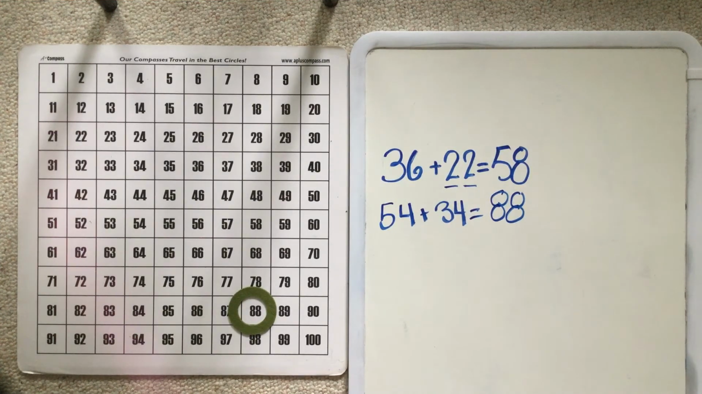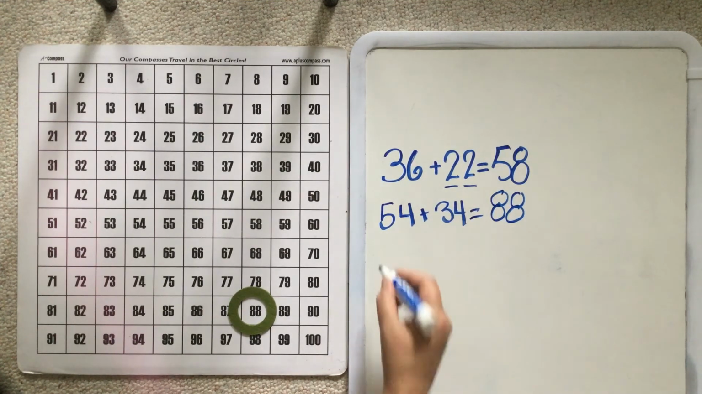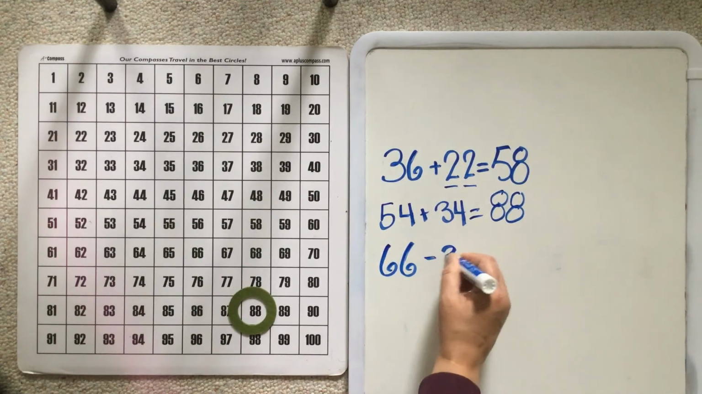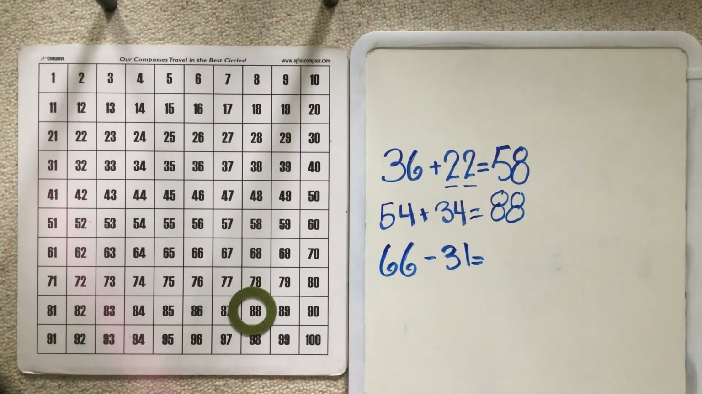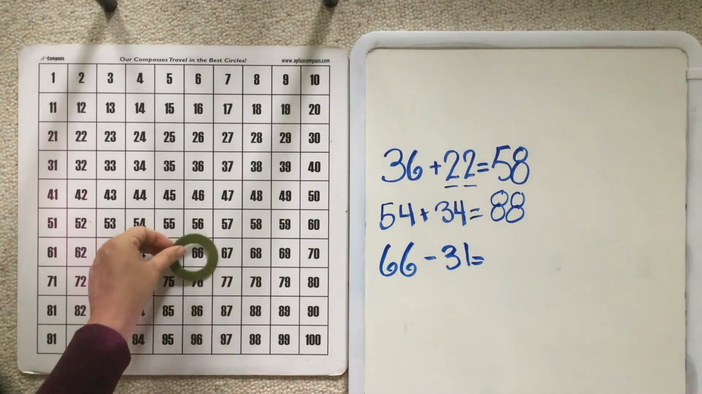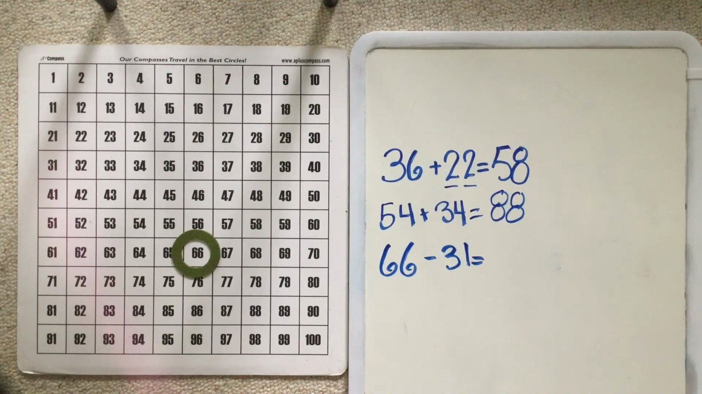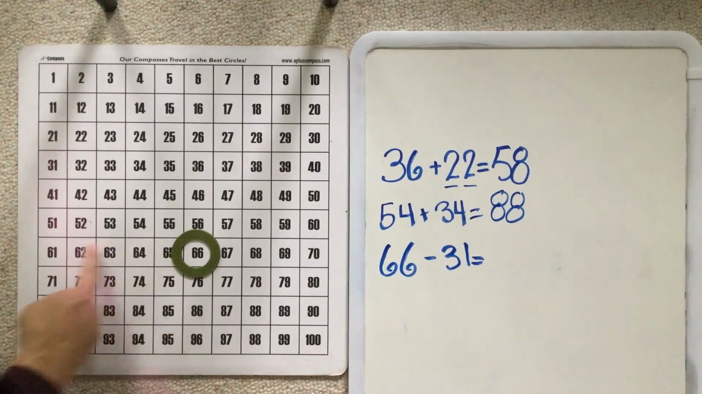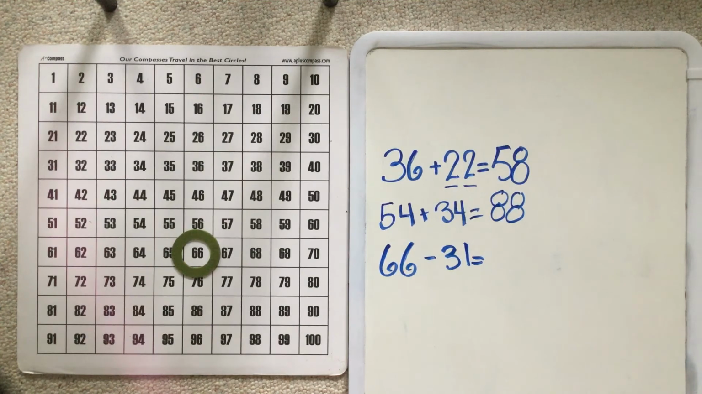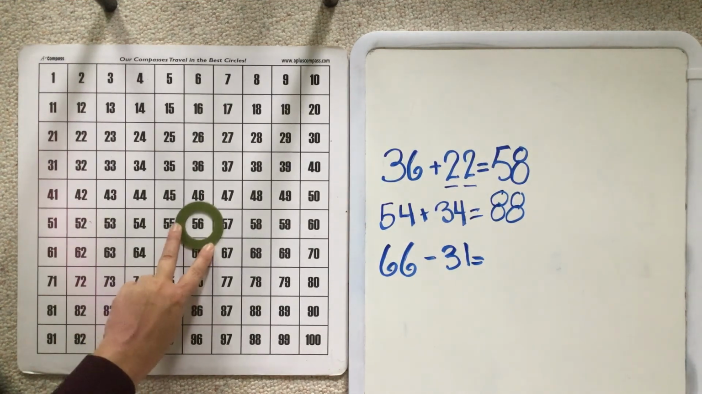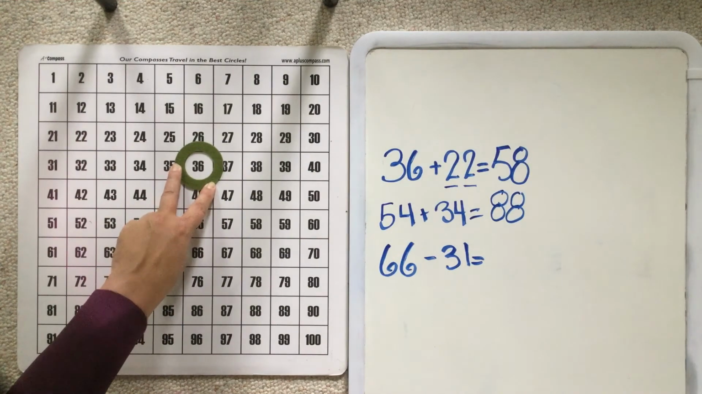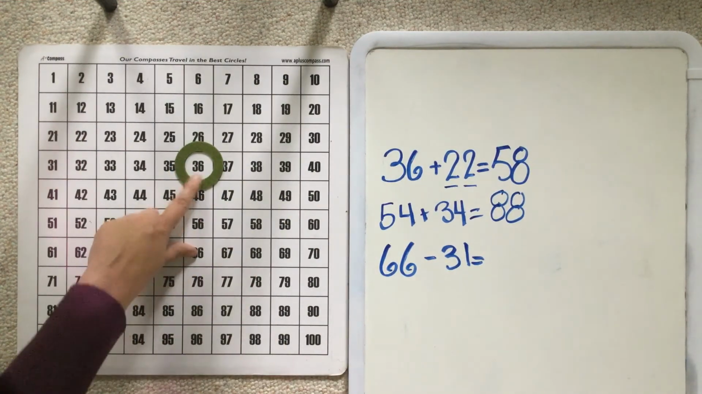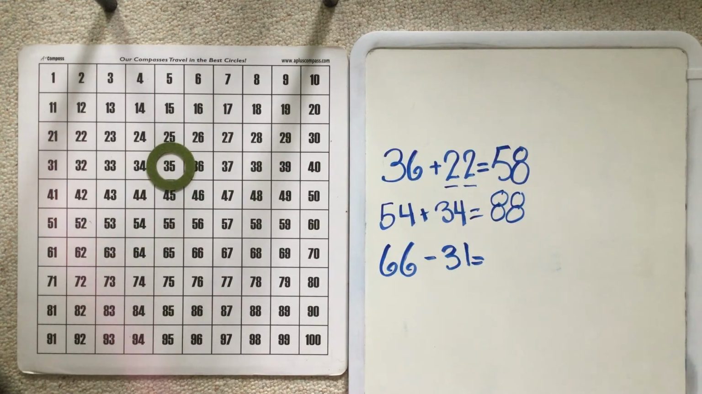Let's try a subtract problem as well. Let's subtract 66 minus 31. Let's find 66 on the hundreds chart. And now, since we're subtracting, we are going to count backwards. We're going to move left or up on the hundreds chart. Let's subtract my 10s. How many 10s are in 31? That's right, there's 3 tens in 31. 1, 2, 3. And I need to count back one more. 66 minus 31 equals 35.